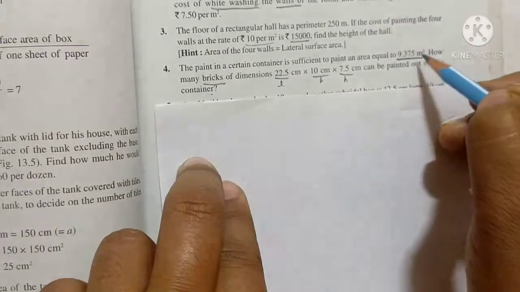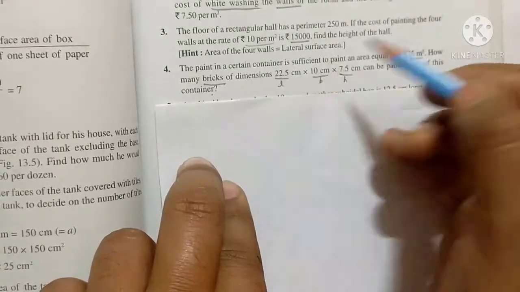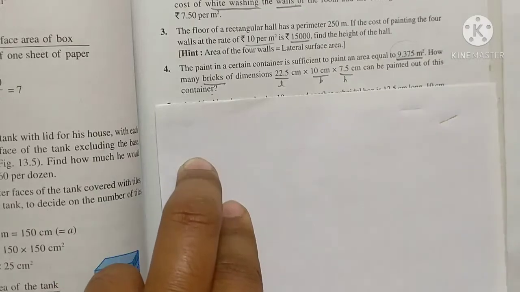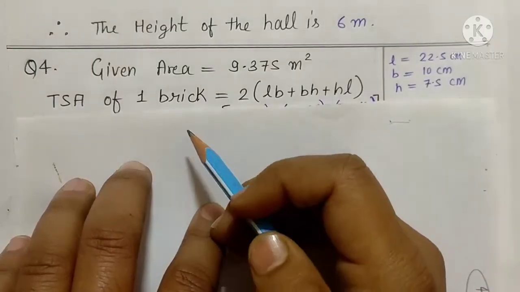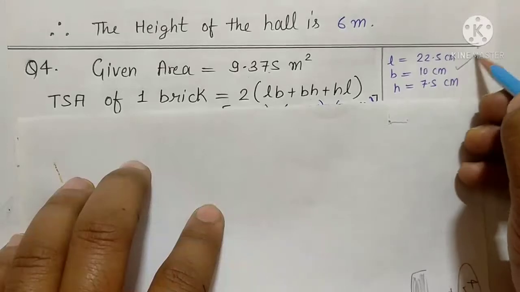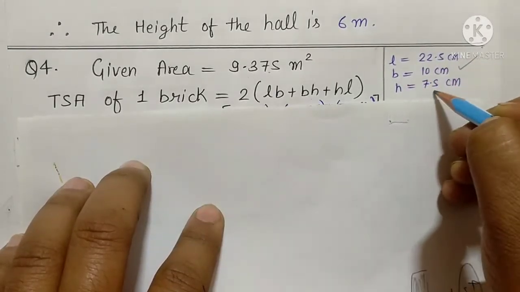So we have to find the area, which is already given. Then we have to find the area of one brick, then we can divide it, so we can find the number of bricks. So let's draw the figure and find the number of bricks with the required information. The area 9.375 is given, and the dimensions of the brick are length 22.5 centimeter, breadth 10 centimeter and height 7.5 centimeter.